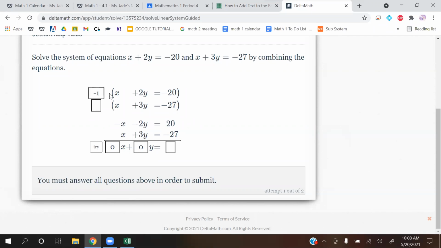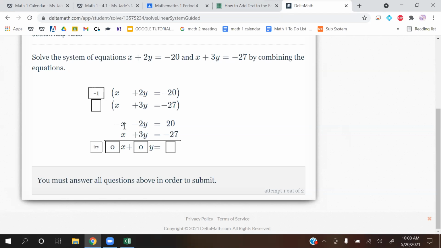So I'm going to multiply this top equation by negative 1. And notice negative 1 times x gives you negative x. Negative 1 times 2y gives you negative 2y. Negative 1 times negative 20 gives you positive 20. So I just multiplied the entire first equation by negative 1 to get this one. And the bottom equation just remains the same. And finally, we did that because we want x and negative x to have the same coefficient, but opposite signs. So negative x and positive x.